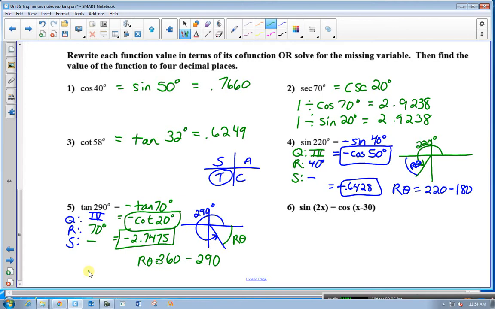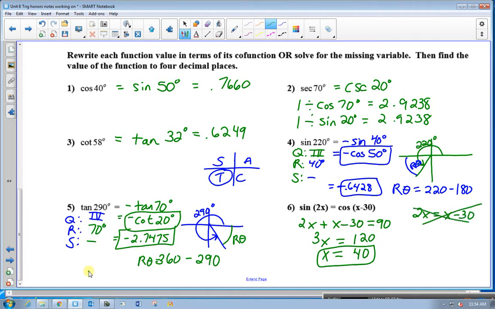Sine 2x equals cos of x minus 30. How would I go about solving those? Any ideas? Right. So 3x equals 120, x equals 40. So you do not set 2x equal to x minus 30. And that's what kids do on a Regents exam, so be careful. Okay. Next page.